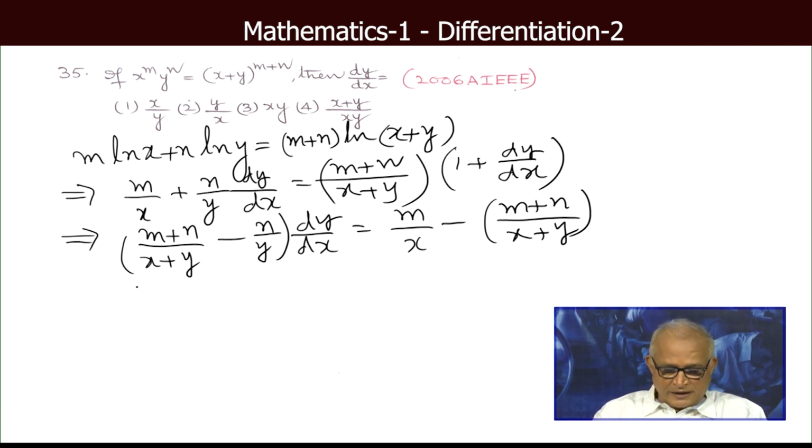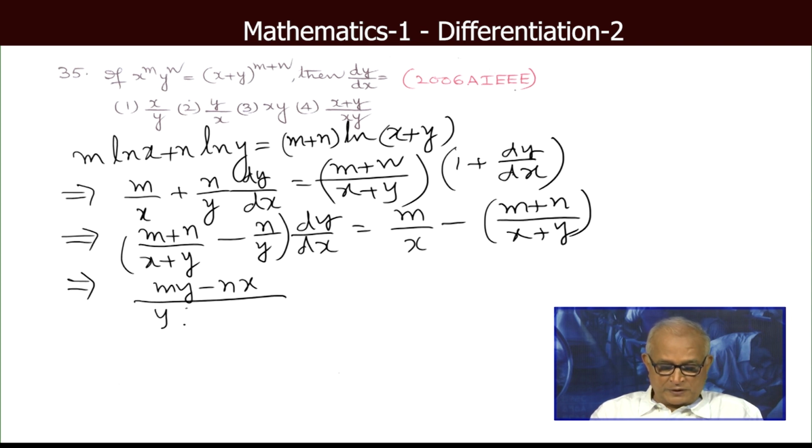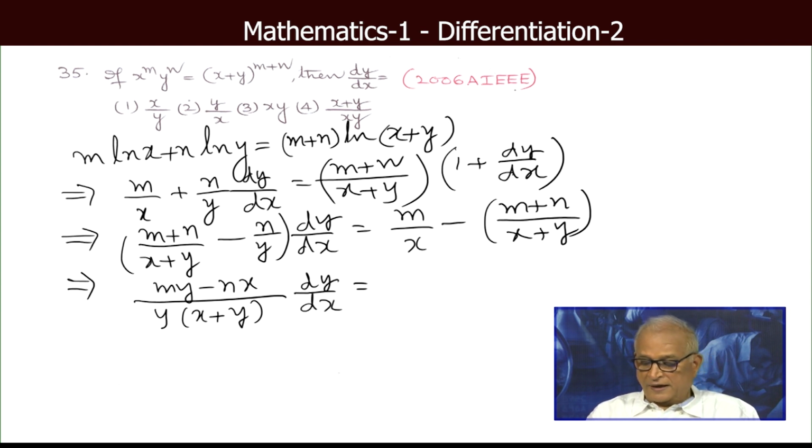Now, if you take LCM on both sides, here my and ny and minus ny will cancel out. Look here, ny and minus ny. So, (my - nx)/(y(x + y)) into dy/dx is equal to, here mx and minus mx will cancel out. I am showing this mx and minus mx. So, (my - nx)/(x(x + y)).